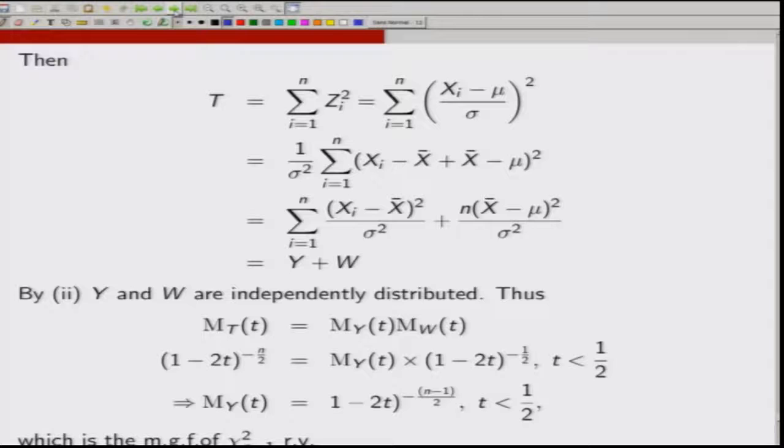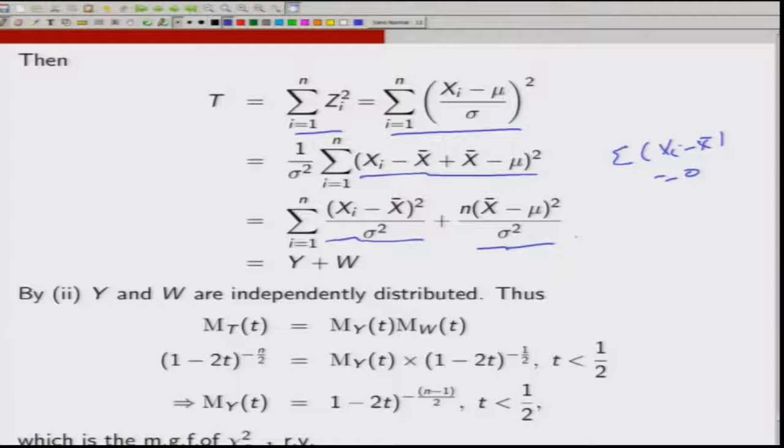So t is the same as summation i equal to 1 to n zi square, which is the same as summation i equal to 1 to n ((xi minus mu) by sigma) whole square. I add and subtract x bar over here. Then this becomes summation i equal to 1 to n (xi minus x bar) whole square by sigma square. The cross product term would be twice times (x bar minus mu) summation (xi minus x bar). But summation (xi minus x bar) turns out to be 0, so the cross product term would be 0. Plus (x bar minus mu) whole square added n times, so n times (x bar minus mu) whole square divided by sigma square. Now this quantity is nothing but y plus w.